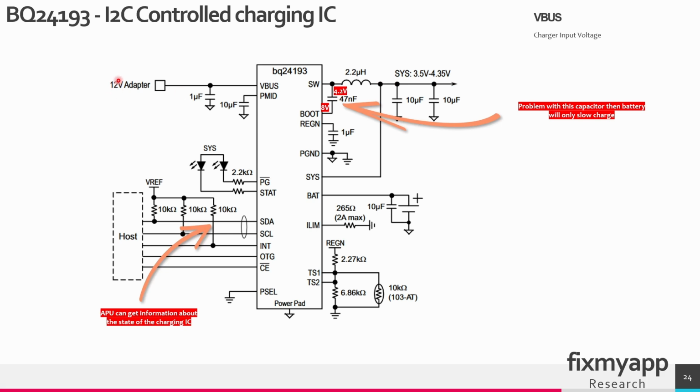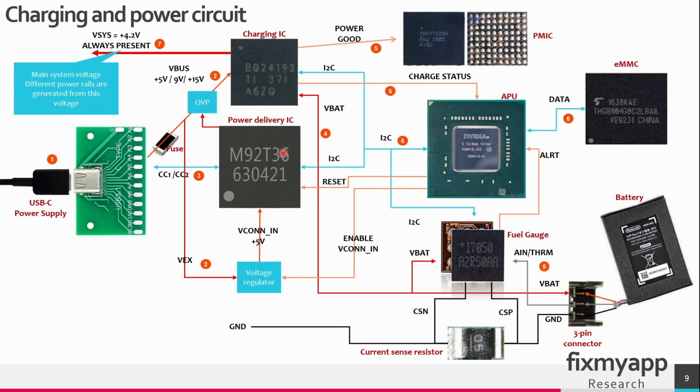When you have a power supply connected, the voltage VBus will go into this charging IC on the VBus pin. This charging IC will start generating the system voltage of 4.2 volt, but it will also charge this battery on the VBat line, the battery voltage line. Now you know what the power delivery IC is doing in the Nintendo Switch, and also what the charging IC is doing.